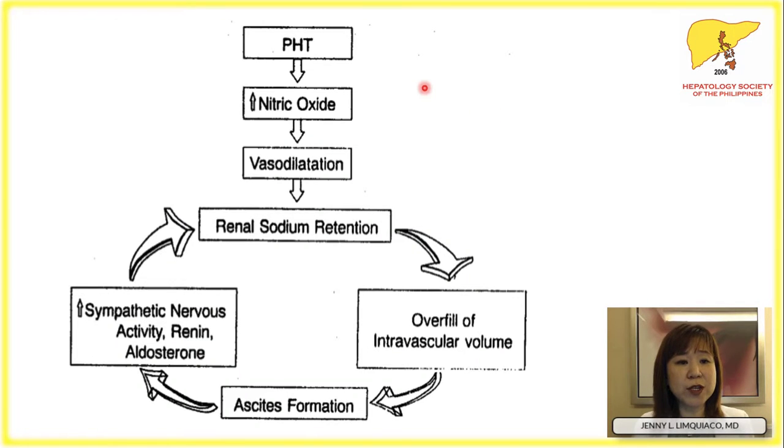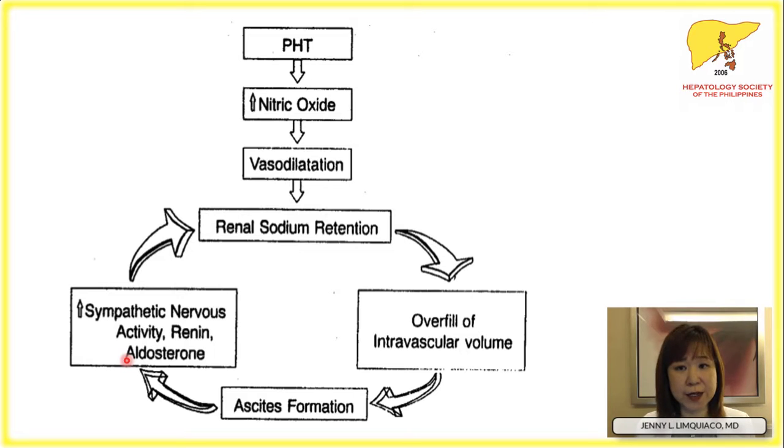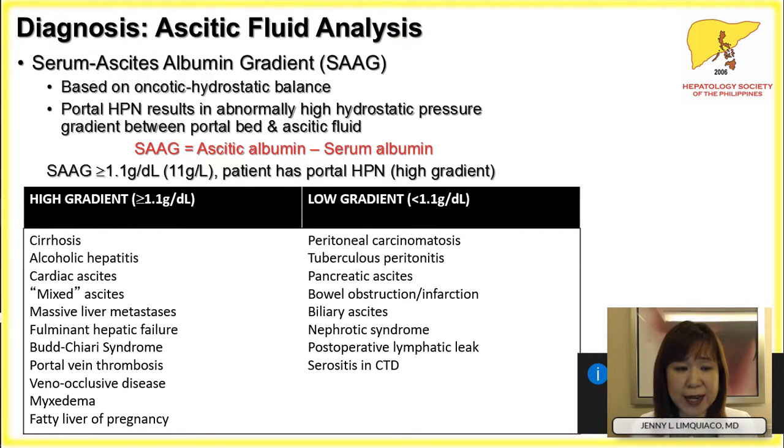Now, we all know that patients with portal hypertension have increased nitric oxide. With that, there will be vasodilatation, producing renal sodium retention, and there will be overfilling of intravascular volume, producing ascites formation. If there is ascites formation, there will be increased sympathetic nervous activity, increased renin and aldosterone, and the vicious cycle continues.